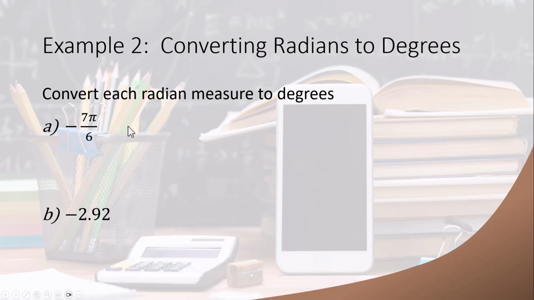Now, in this example, we want to go the other way. To convert from radians to degrees, we want to multiply this by 180 over pi. Conveniently, the pi's cancel, and it turns out that 7 divided by 6 times 180 is equal to 210. So that would be our answer in degrees. And then finally, for the last one, we want to multiply this once again by 180 divided by pi to get to degrees, and that will give us 167.304 degrees.